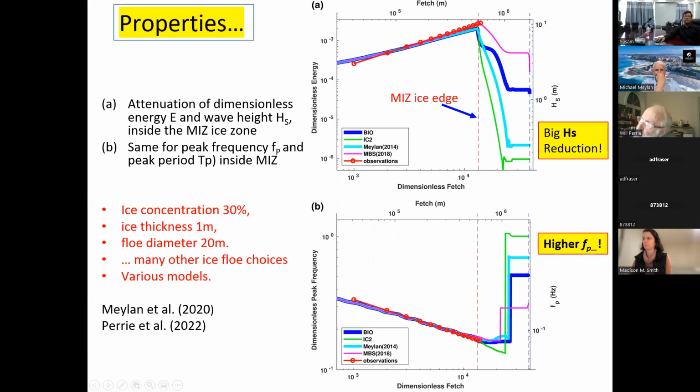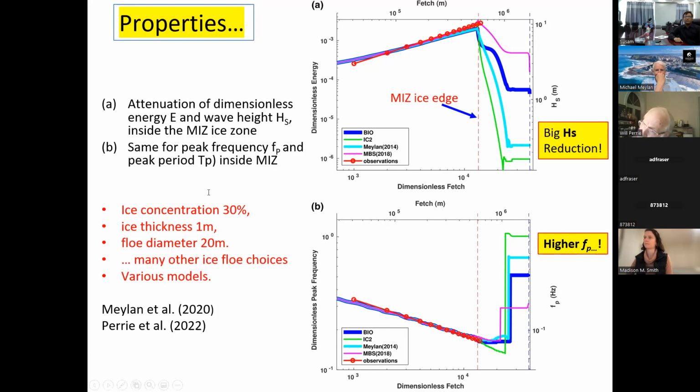So if you think about blowing the wind over the water, the waves grow, they reach the ice edge, and then they attenuate. So this is a log plot. And so there's a big difference between MBS model and IC2. It's orders of magnitude. So these models are really kind of radically different. And if you have good field data, we would hope you can identify which one is the best model. But that's easy to say, but it's hard to do.